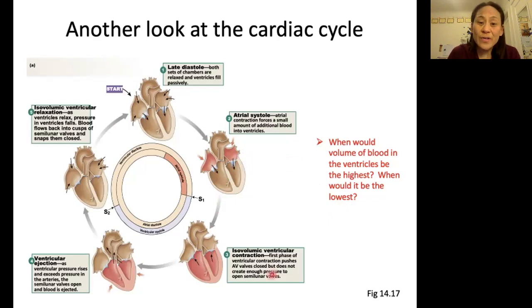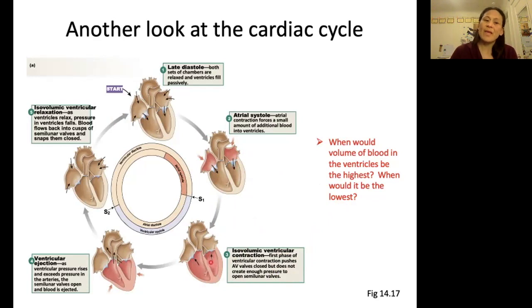Okay, so hopefully you figured out that the volume of blood is going to be highest in the ventricles here during isovolumic ventricular contraction, because that is when the ventricles have filled with blood, and it's going to be before the blood gets ejected from the ventricles.